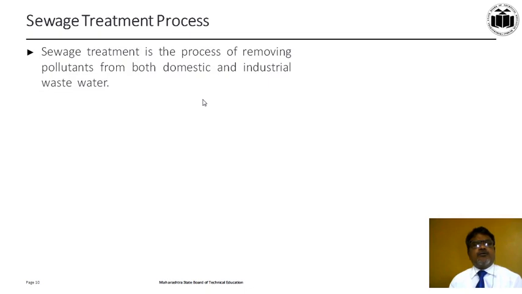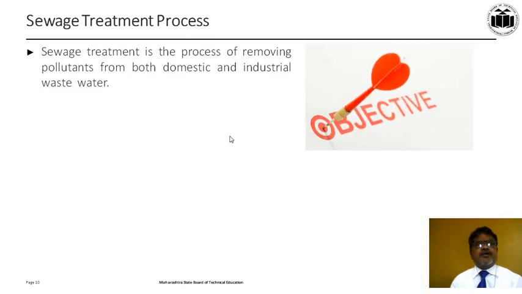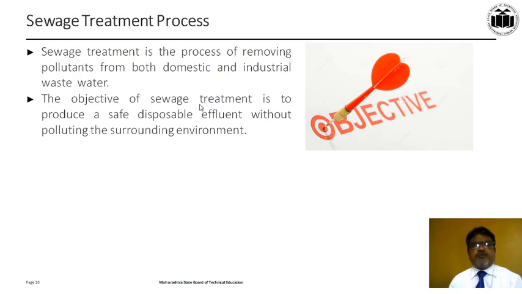Now we have to study about the treatment of sewage. As we know that the sewage is very harmful for the environment as well as for the public health, and therefore it is very important to treat the sewage. So sewage treatment is the process of removing pollutants from both domestic as well as industrial wastewater.